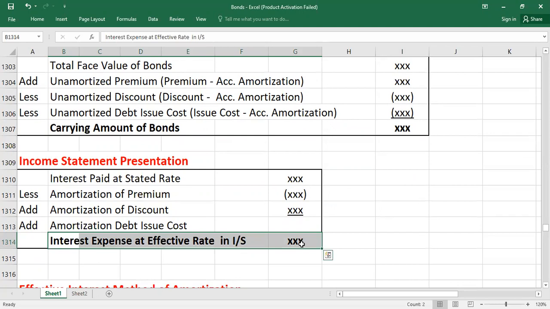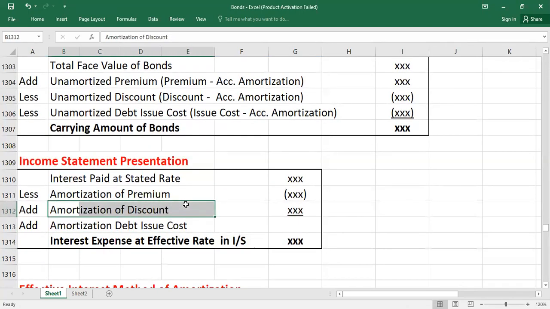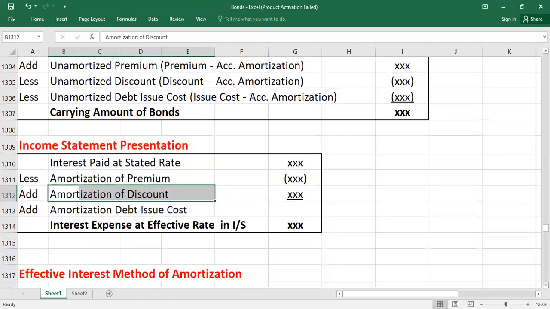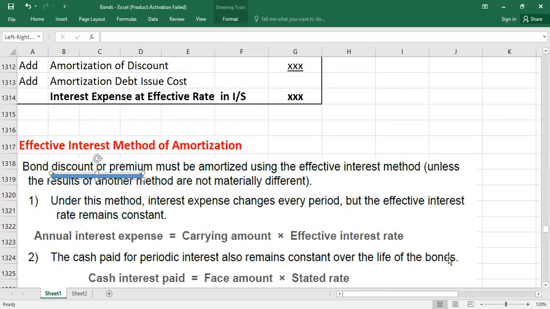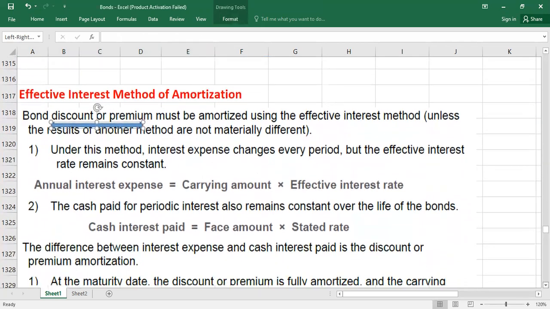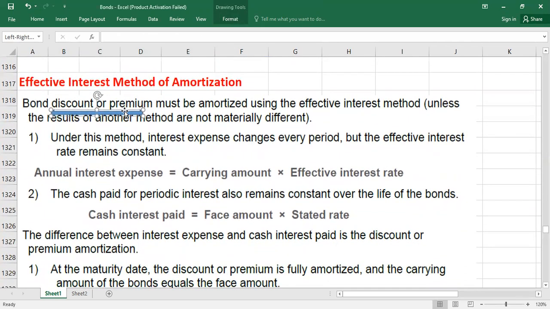Effective rate means the rate of interest which is prevailing in the market at the time of issuance of bonds. So how will we deal with the discount or amortization of discount? To deal with discount or amortization of discount, we always use the effective interest method of amortization. Either you have a premium or you have a discount, you can use the effective interest method to amortize the amount of premium or discount. Under this method, we will prepare an amortization schedule. But before moving to the amortization schedule, let me give you a few concepts.